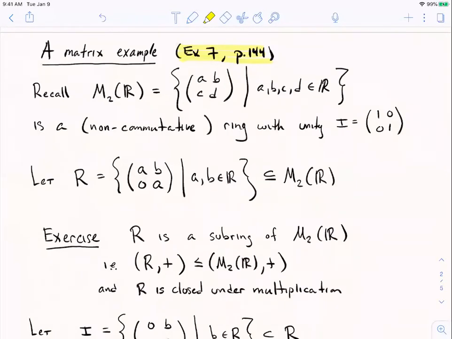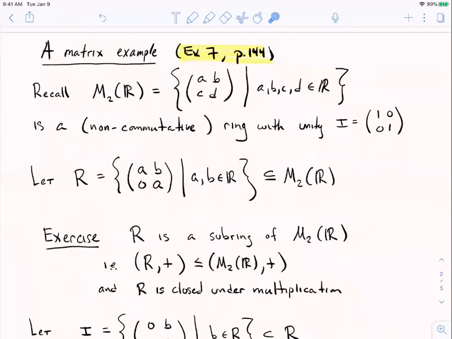we're talking about the same example. It's an example inside the 2x2 ring of matrices. So I'm looking at M2(R), which you know is 2x2 matrices with real number coefficients. I'll remind you that that's a non-commutative ring with unity. Yeah, in the matrix ring, matrix multiplication isn't commutative, but there is a multiplicative identity, the 2x2 identity matrix.